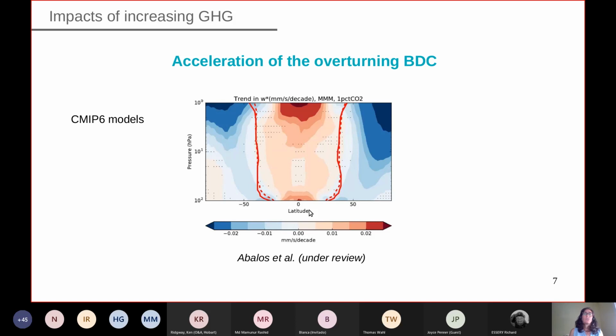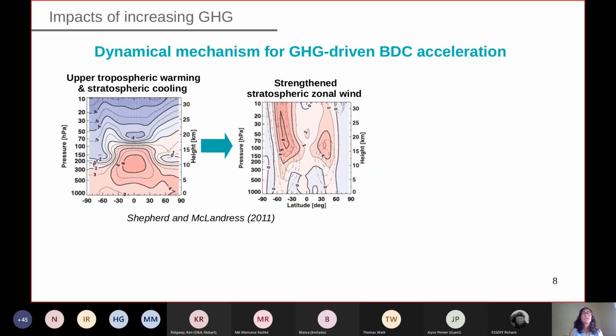And so what we get is an acceleration of the Brewer-Dobson circulation, so increased upwelling and increased downwelling, both in the deep and the shallow branches. And this is a very robust result across models, and we've seen this in previous generations of climate models, since over a decade ago. Okay. And also there's a very robust dynamical mechanism behind this acceleration of the BDC.